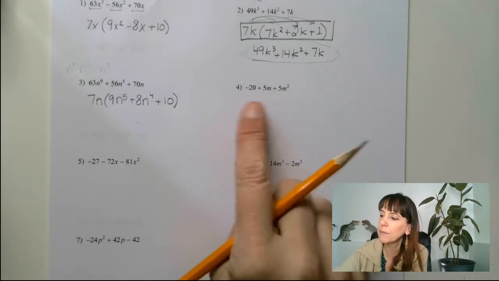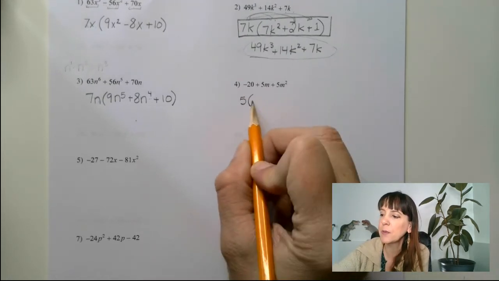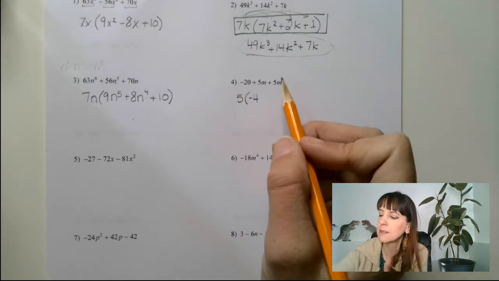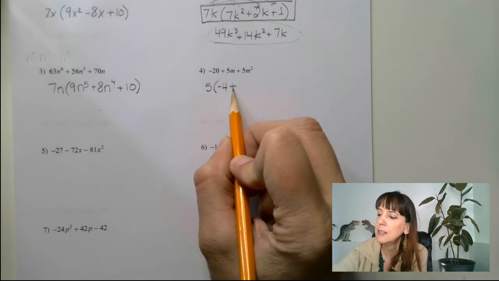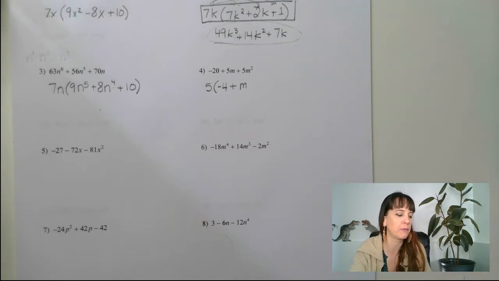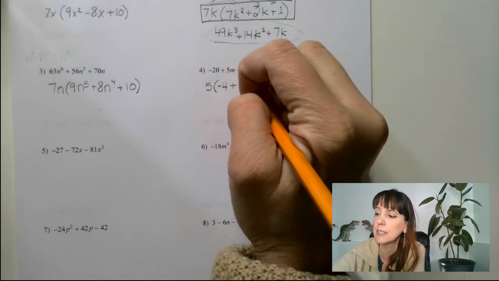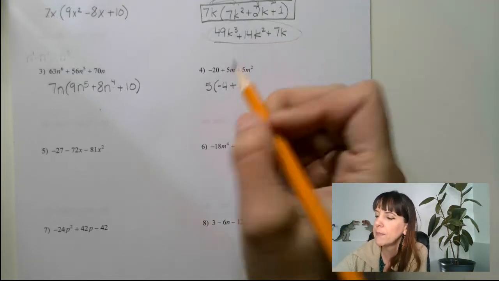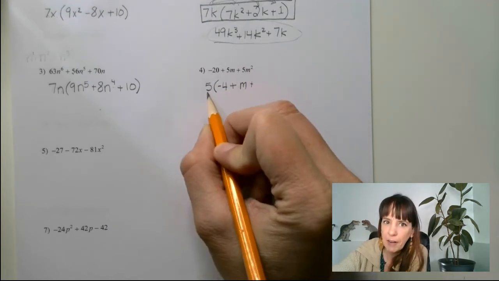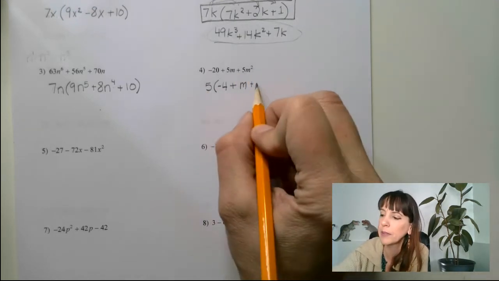Now, for number 4, it looks like we can take out just a 5, right? So we get 5. That leaves us with negative 4 plus 1m, but I'm just going to leave it as m. We don't want to put a 1 in front of that. The only time you should put a coefficient in front of the variable is if it's something other than 1. Then 5 times 5, what do I need to multiply 5 by to get 5m squared?